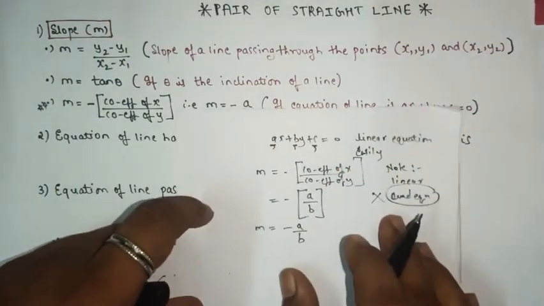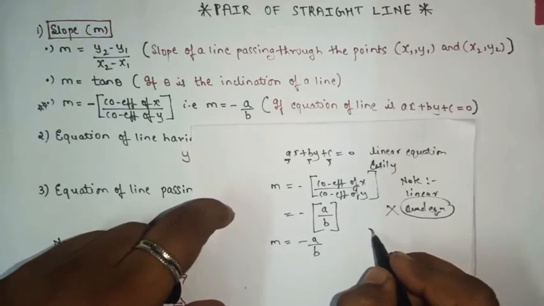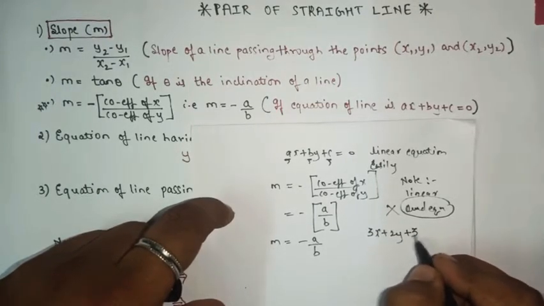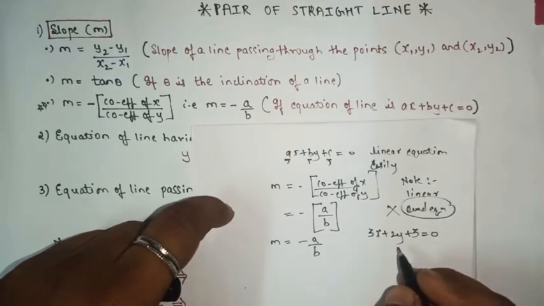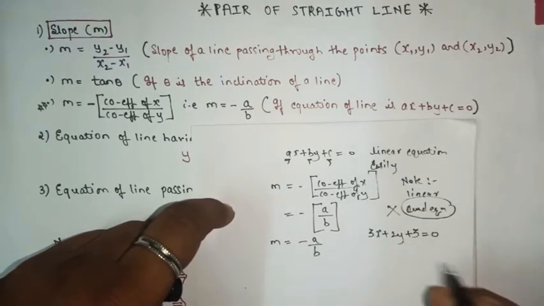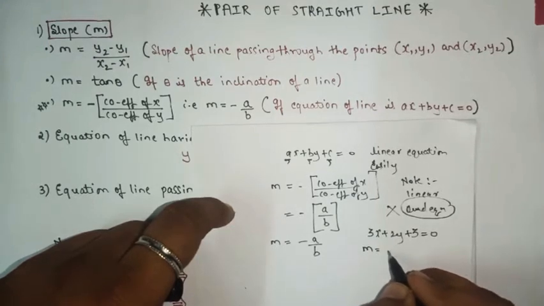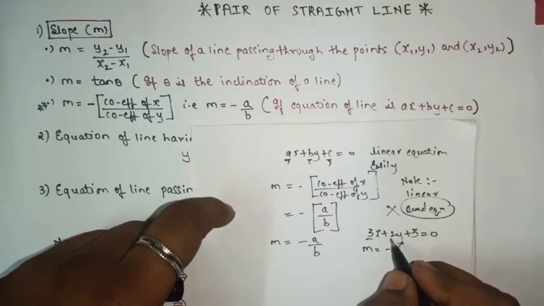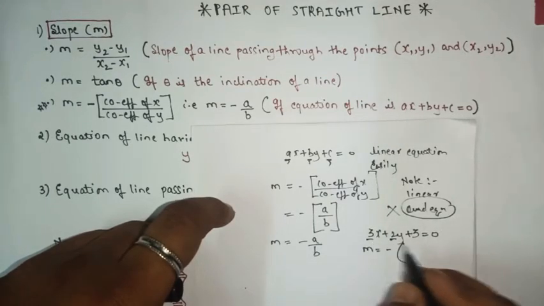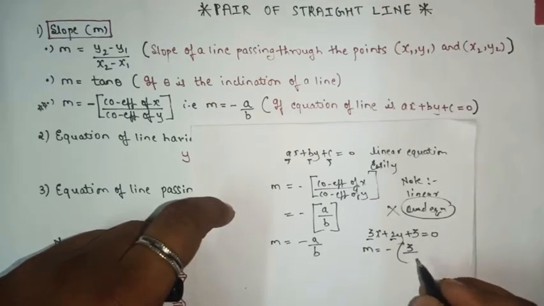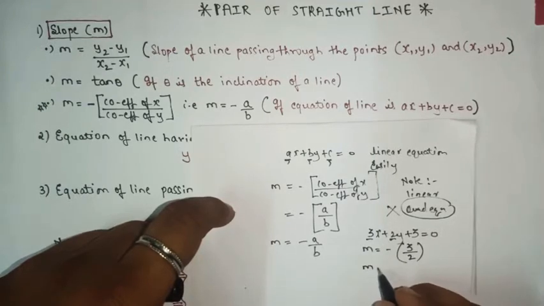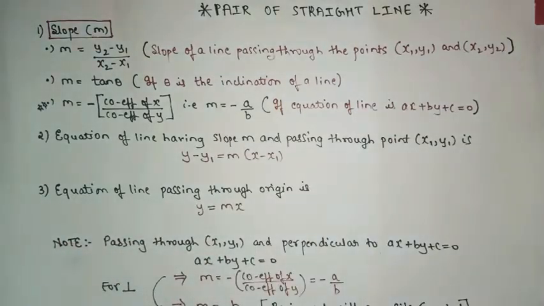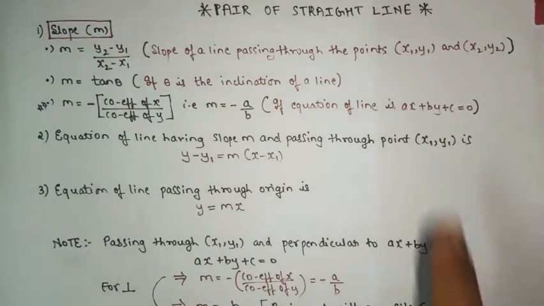So let's take one example. Suppose I say 3x plus 2y plus 3 equals 0. This is a linear equation. So m equals what? Minus coefficient of x upon coefficient of y. Here the coefficient of x is 3, and the coefficient of y is 2. So here we got the slope, that is minus 3 by 2. Got the point? In this way you can find your slope when you have a linear equation.